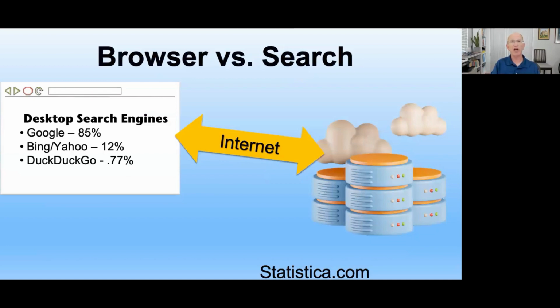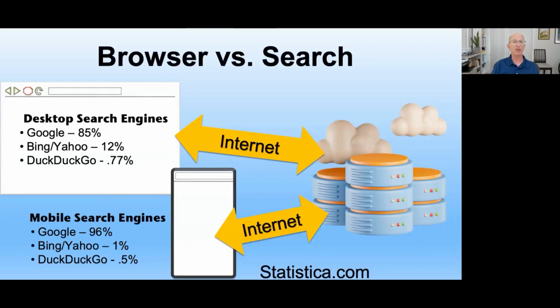I did some research on browsing market share from a company called Statistica.com, which is a pretty good resource for getting these things. On the desktop, people are using Google to search 85%. Okay. Bing and Yahoo combined make up about 12%. And some people say, oh, I love DuckDuckGo, but it's really used by less than 1% of the people that use a desktop for searching the internet. DuckDuckGo does not track your history, whereas Google and Bing/Yahoo do track your history for personalizing your advertising.